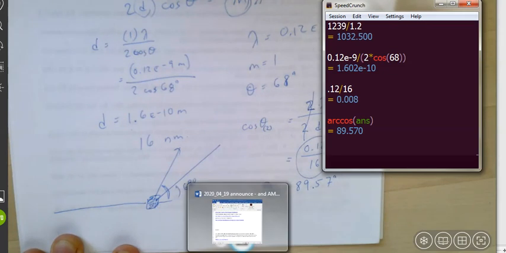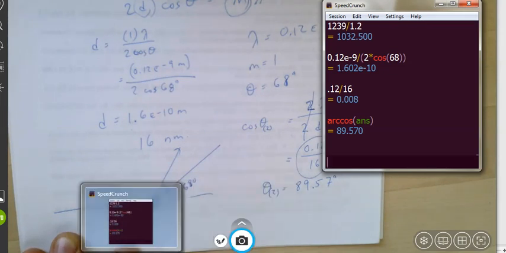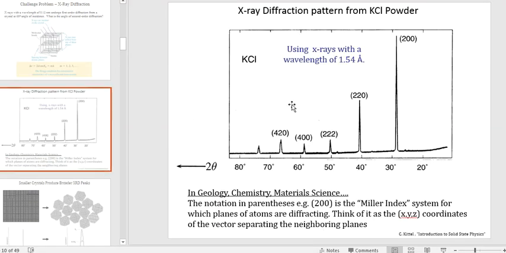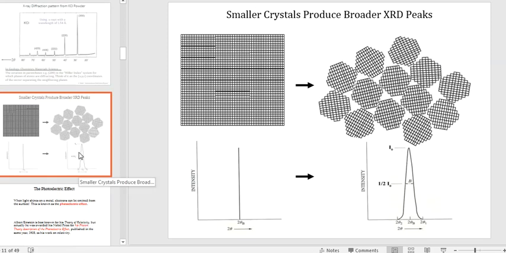But nonetheless, we could devise an experiment that allows us to identify, based on these peaks, what kind of crystal structure we're looking at. These indices here, these labelings, are called the Miller index. They basically tell us about the x, y, and z coordinates of the vector that separates these different neighboring planes. I just wanted to give you an idea that this can be used to characterize the types of atoms that we're working with.